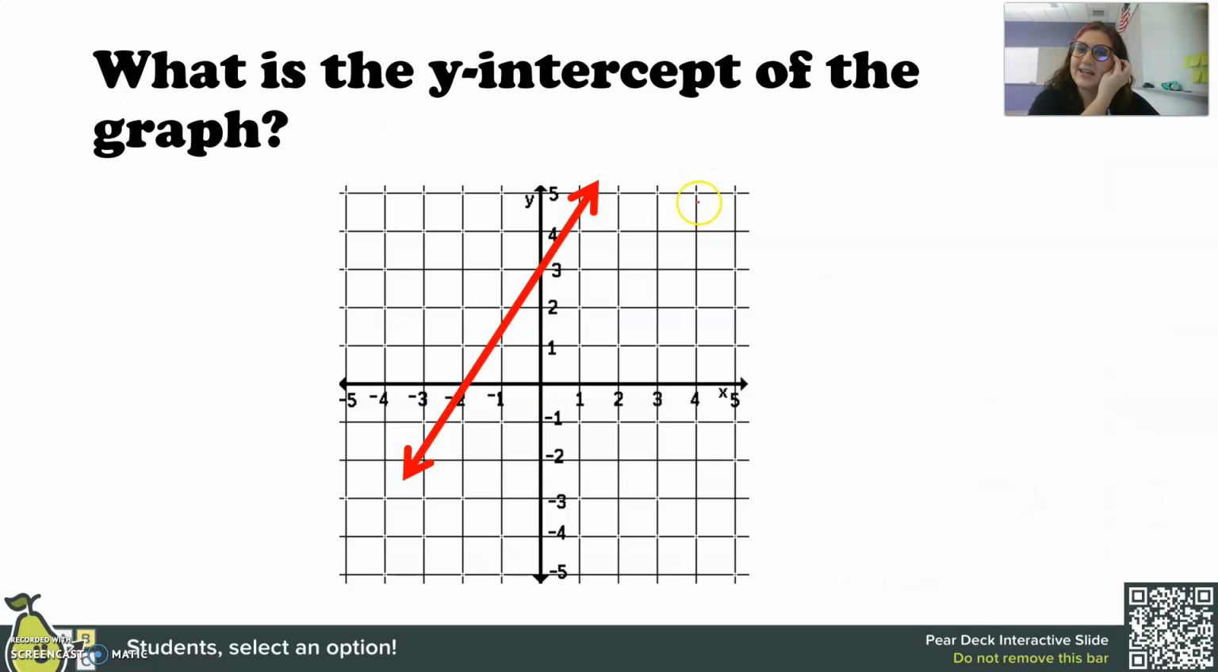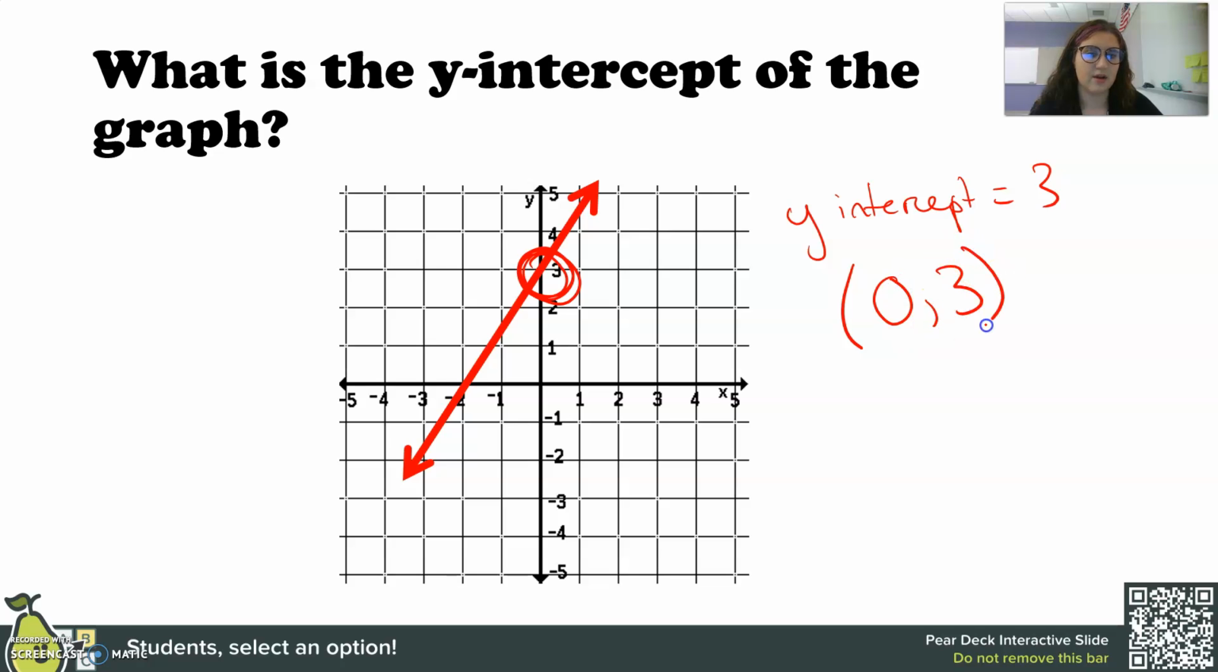So what is the y-intercept of the graph? So I take a look at this graph, and I want to find out where does the line cross the y-axis. So I'm going to go up and down my y-axis and see, oh, there's the point right there. So it crosses when y is 3. So the y-intercept is 3. I can also write it as an ordered pair, 0, 3, where x is 0 and y is 3. So there's the point right there.